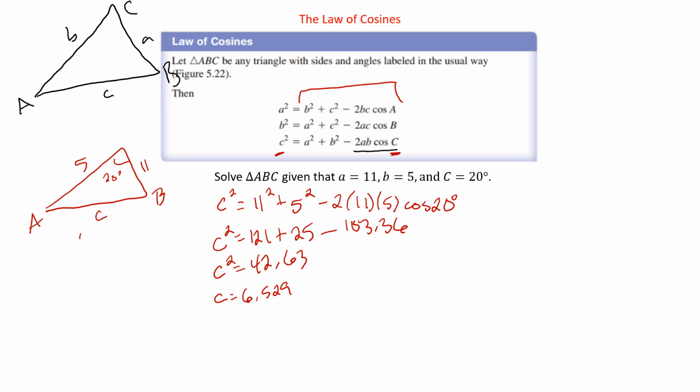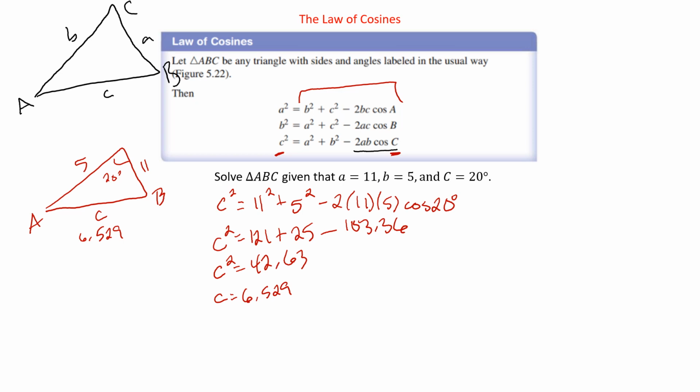We have 6.529. Now we just need to find the other 2 angles. How do we do that? Well, we have all 3 sides now, so we could use the law of cosines to find another angle. But better than that, we have both angle C and side C. We have an angle and the side opposite it. We can use law of sines.